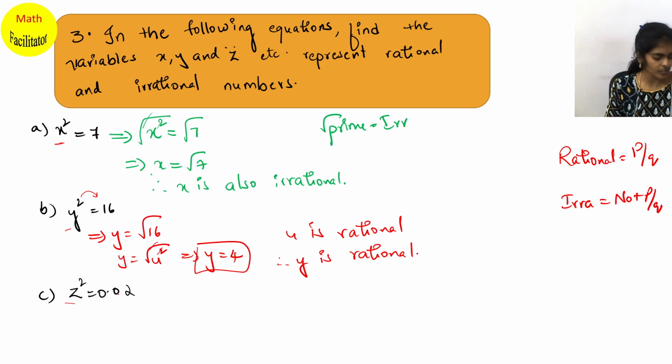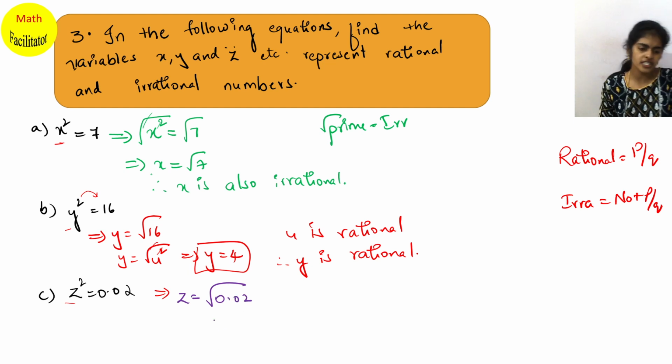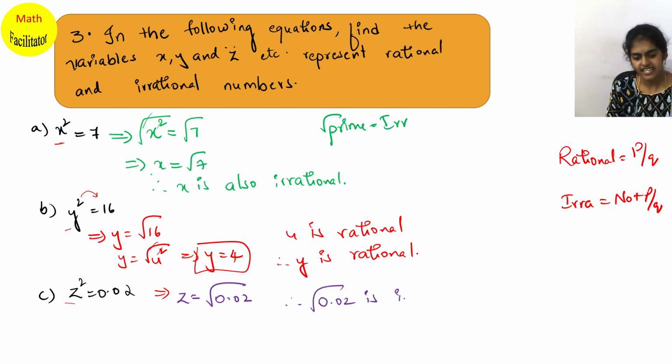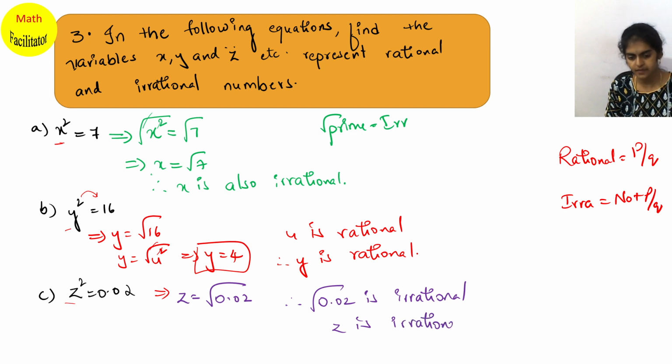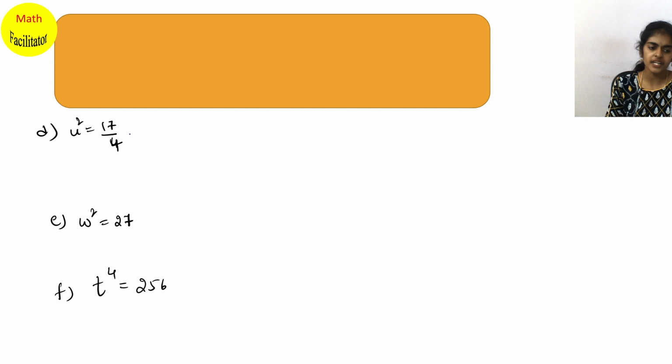Z square equal to 0.02. So z is equal to root over 0.02. 0.02 is not a perfect square. You can find the square root, but it is not a perfect square number. Therefore, root over 0.02 is an irrational number. Since this is irrational, z is also an irrational number. Clear?